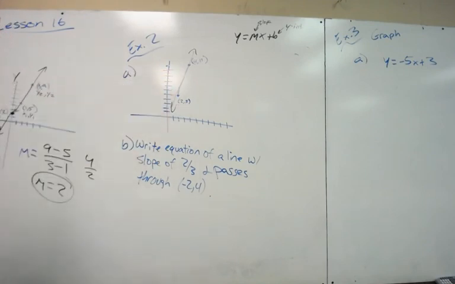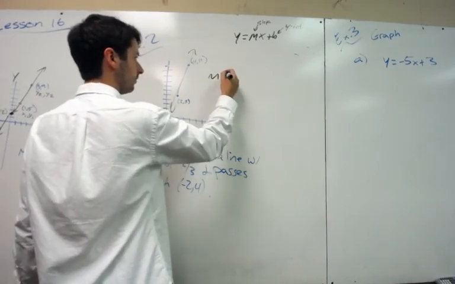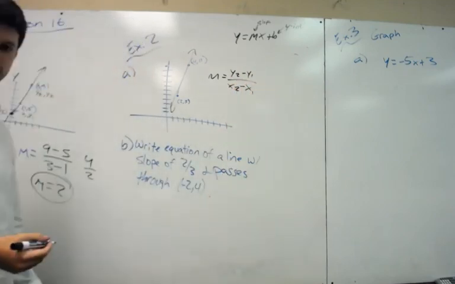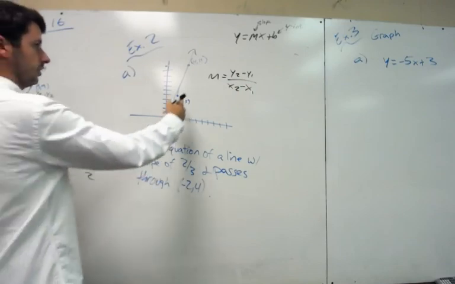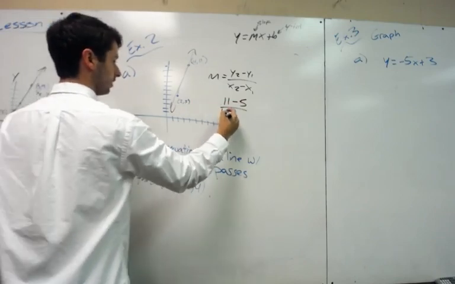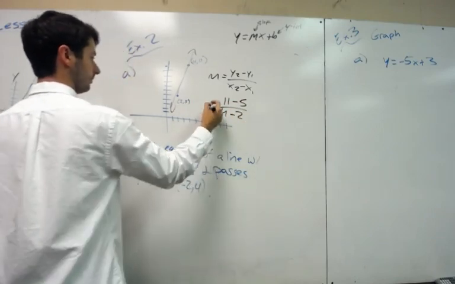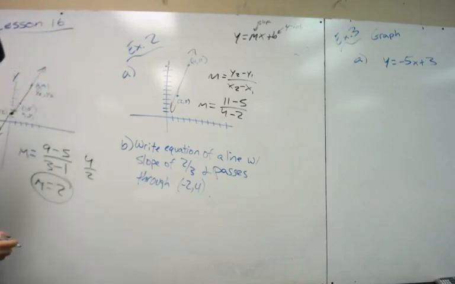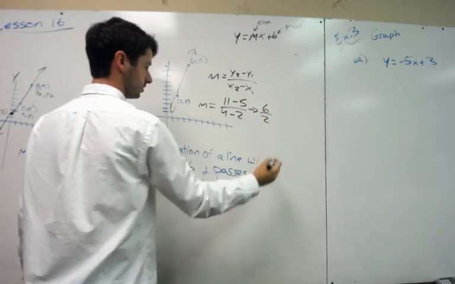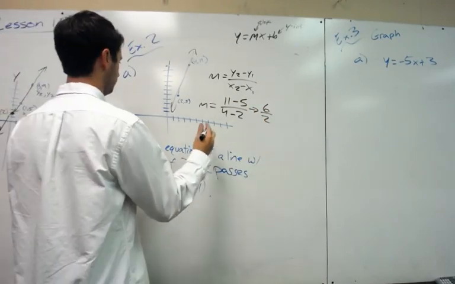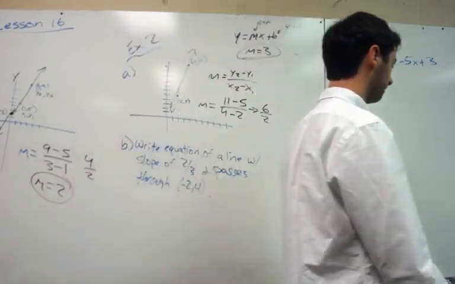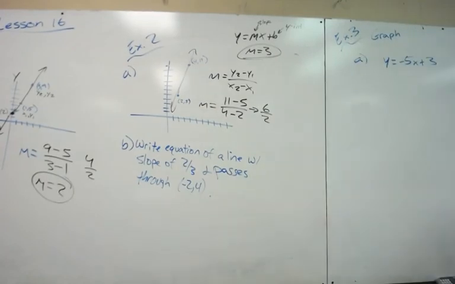So to solve for m, rise over run, y2 minus y1 over x2 minus x1. We plug in our coordinates. We're going to do 11, our y2, minus 5, y1, over 4, x2, minus 2, x1. So therefore our slope ends up being 6 over 2. Reduce that, m equals 3. I'm going to put that up here, m equals 3. So get a glance at that. I'm going to erase that so I clear up a little bit of room here.